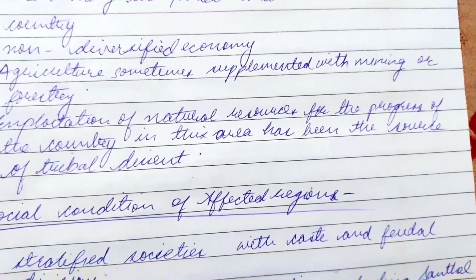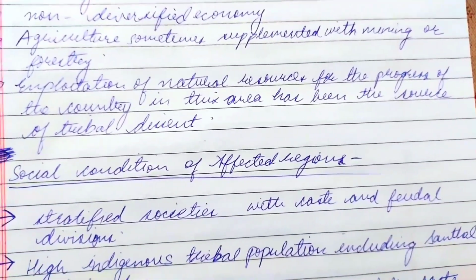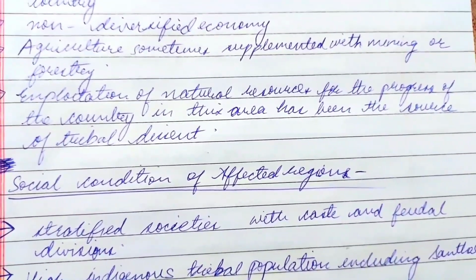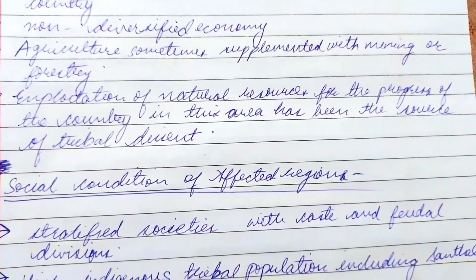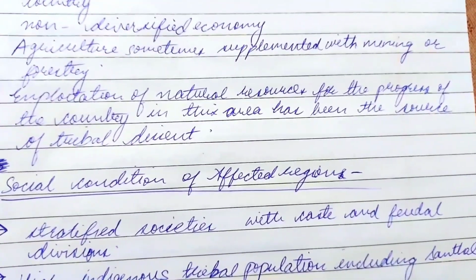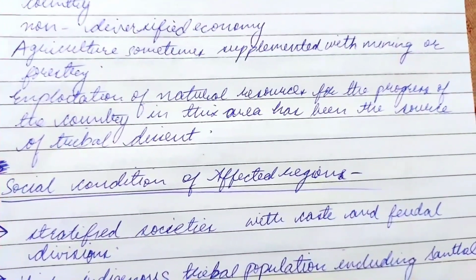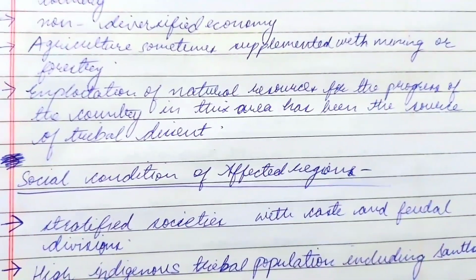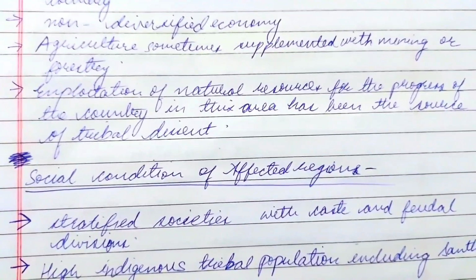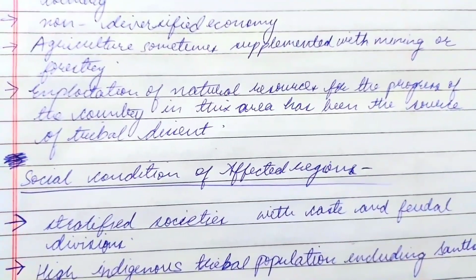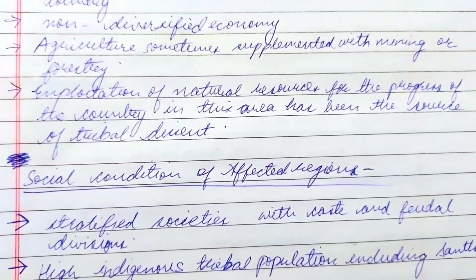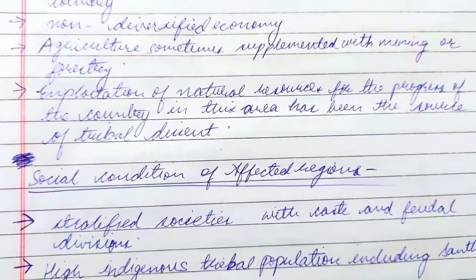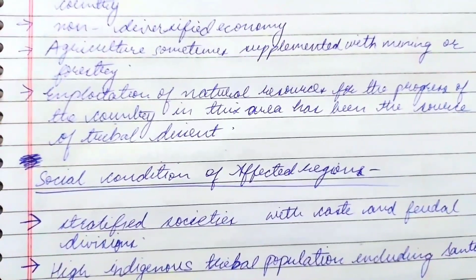Then exploitation of natural resources for the progress of the country in this area has been the source of tribal dissent. As you know, the exploitation of natural resources such as minerals, mines, and other power projects has been a source of tribal dissent, because they want to preserve their land and their livelihood, as well as their homes, forests and natural resources. For development the government is using these natural resources, and they are not getting equal opportunities for earning their livelihoods.